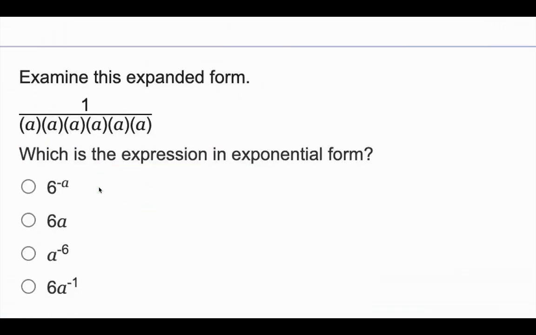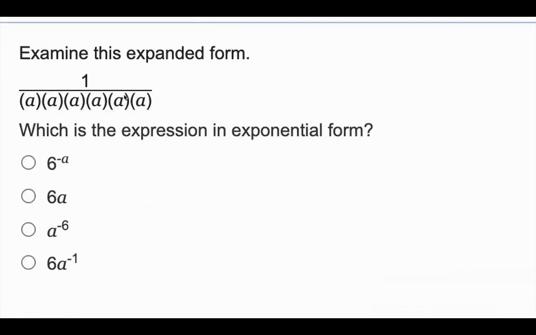So here's one, this is in expanded form. So how could we write this in exponential form? So what does it mean? Let's just take a look at the bottom. 1, 2, 3, 4, 5, 6 A's. So that would be 1 over A to the 6th. Well, I don't have any of those options here, right? So how would I write it in exponential form?